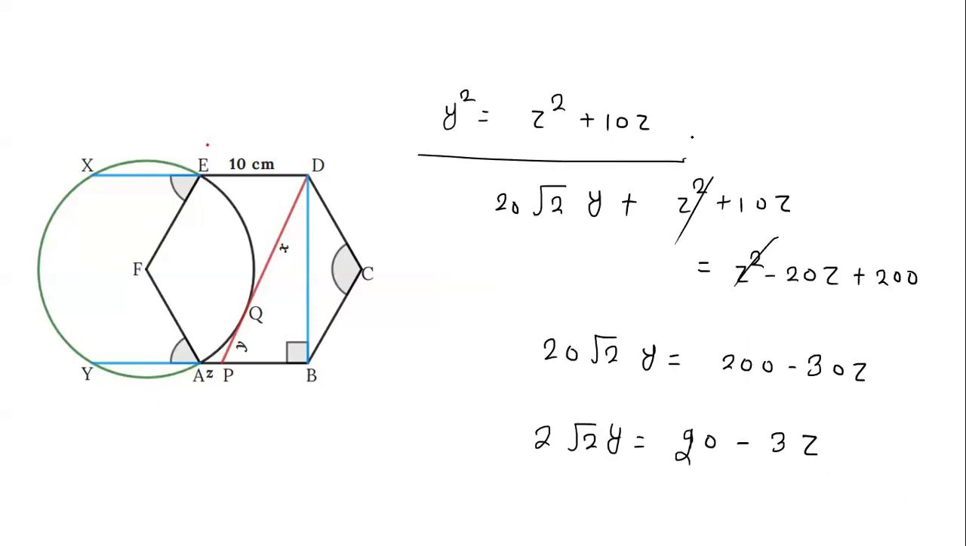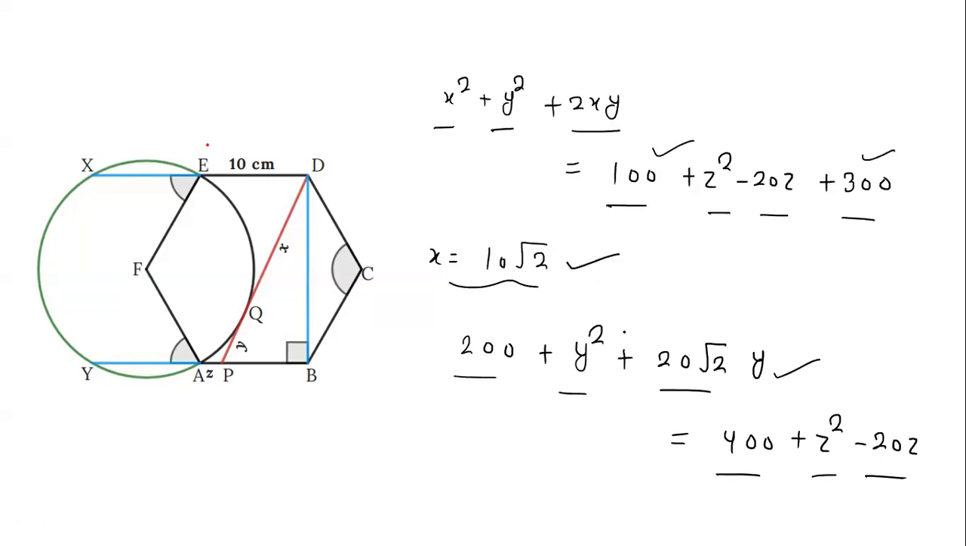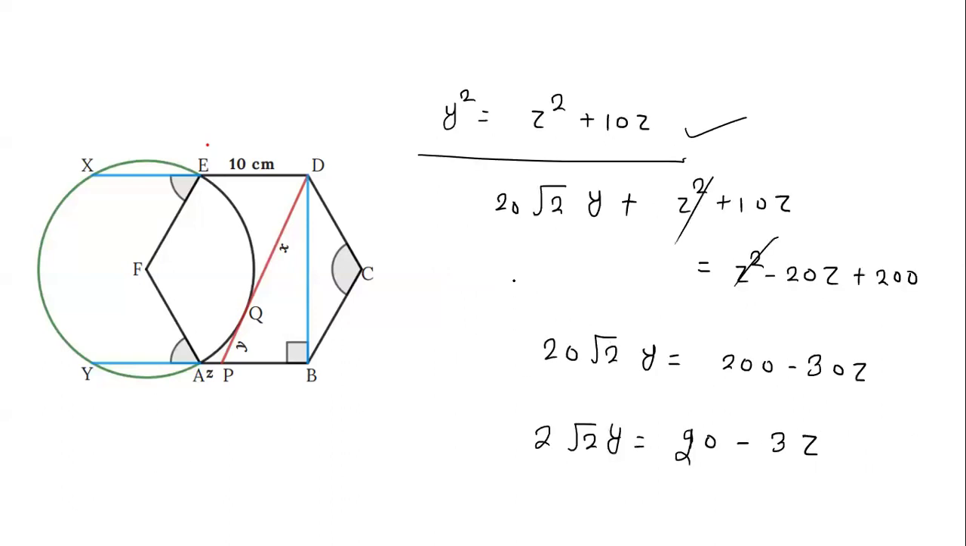And we also got one relation previously, like y square is equal to z square plus 10z. So you can put, instead of y square, z square plus 10 times z. If you put that here, this will come like this, and this z square and this z square will cancel. This minus 2 minus 10 times z you can take to the right hand side, and it will combine with this to give us minus 30 times z, and here it is 200 and here it is 20 root 2 y.